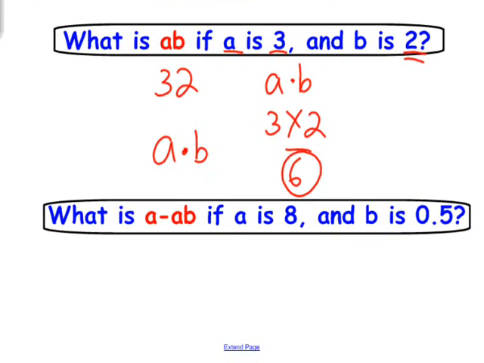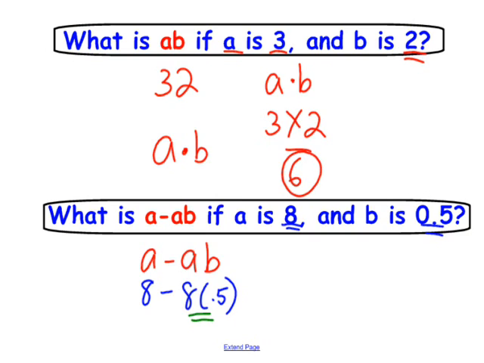In the next example, in the next expression, we have A minus AB. So what we want to do is plug and chug. We're going to replace both A's with 8, and we're going to replace the B with 0.5. So don't forget about order of operations. We need to do the multiplication here before we subtract. So 8 times 0.5 is 4.